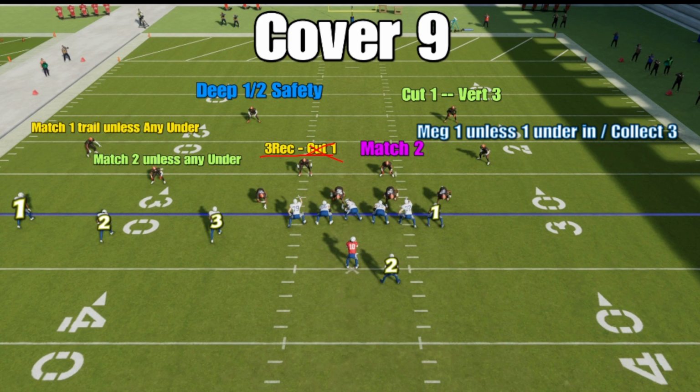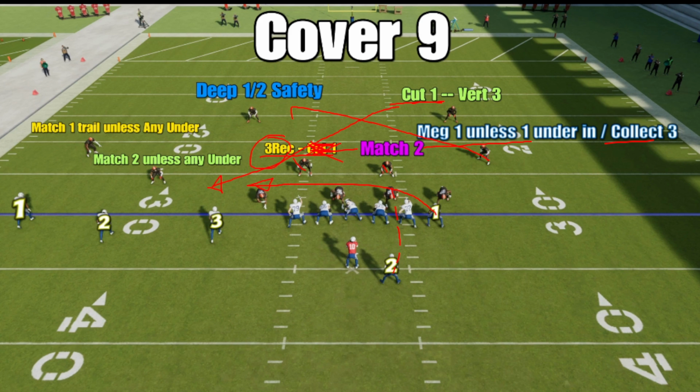I think I had this wrong. He doesn't cut the one. He's just three receiver hook because the safety cuts the one. I forgot to X that out. Okay. I may have something a little mixed up here, but we'll just X that guy out there. Okay, so he's just a three receiver hook. You guys know what he does. He matches the two. Okay, and he matches one unless one is under, in this instance, like here, right? And obviously the safety would take that route, and then he collects three.